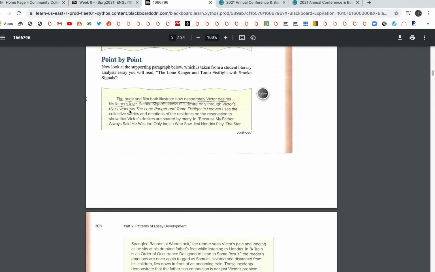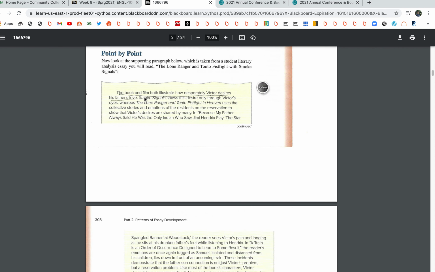The book and film both illustrate how desperately Victor desires his father's love. Smoke Signals shows this desire only through Victor's eyes, whereas The Lone Ranger and Tonto Fistfight in Heaven uses the collective stories and emotions of the residents on the reservation to show that Victor's desires are shared by many. You see, it has a thought or a point about one and then immediately a point about the other. This is different than subject by subject.